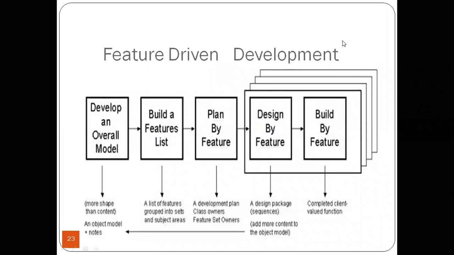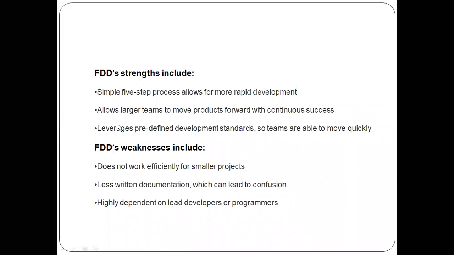It has some strengths of FDD and some weaknesses of FDD. What are the strengths of FDD? It is a simple 5-step process that allows for more rapid development, which means a fast working nature. Why? Because it has only 5 steps in this particular process, 5 phases only. Clear? That is one of the strengths of this one.